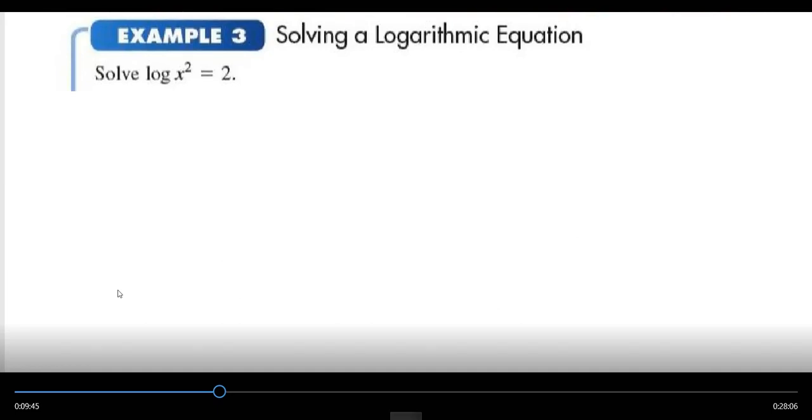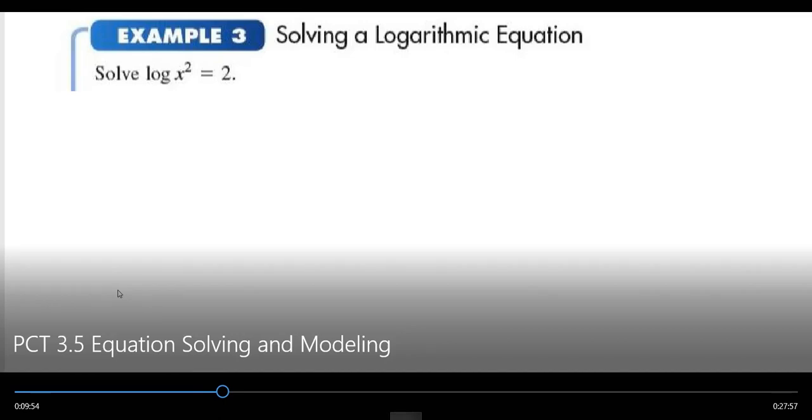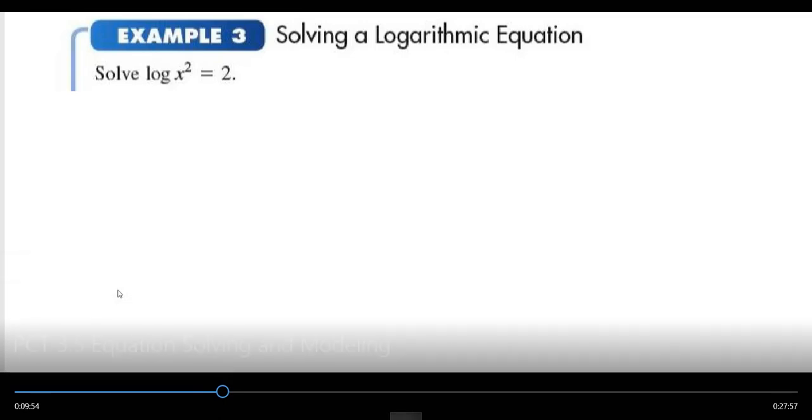Okay. Solve a logarithmic equation. So this is pretty basic. If you've got it in a log form and you want to change it to an exponential form, what kind of log are we dealing with? A single log.